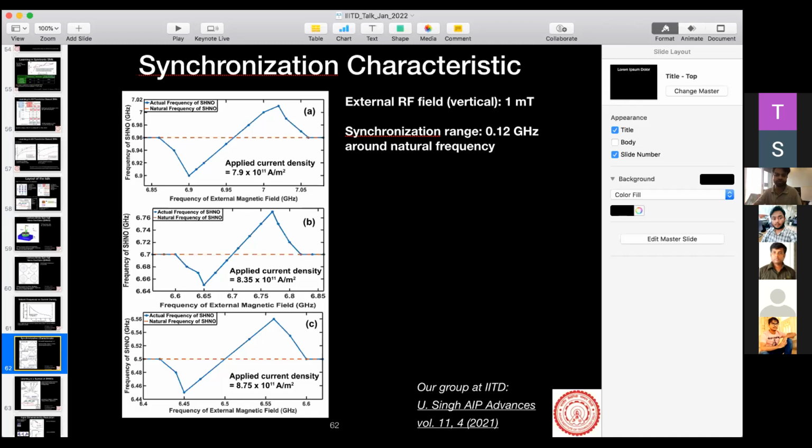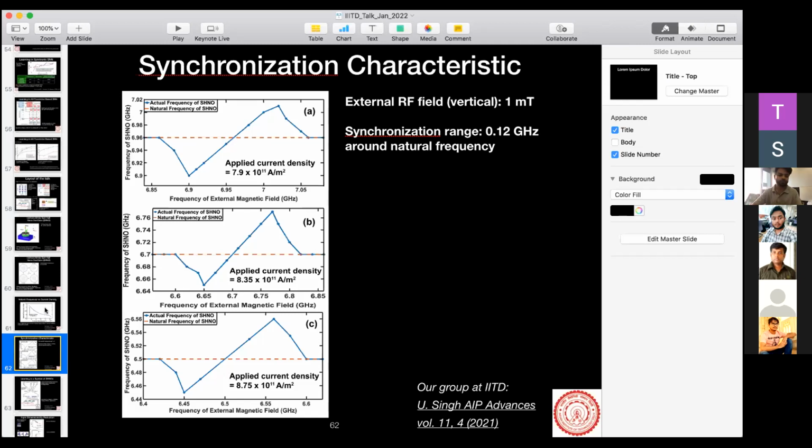So you can see in this curve that outside a certain range, the oscillator is just oscillating at its original frequency, which is 6.96. But then within a small range of 0.1 gigahertz or something, the oscillator takes the frequency of this input frequency. Make sense? Does it make sense? Yes, sir.